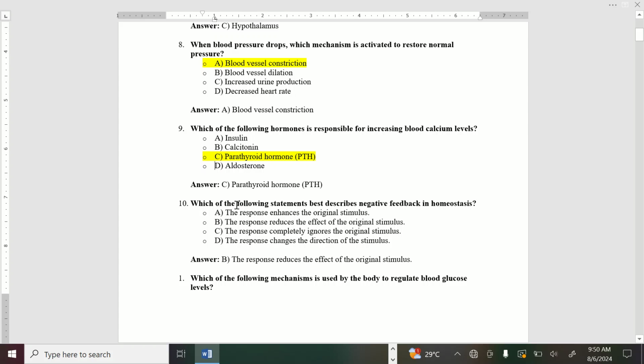The next MCQ is: which of the following statements best describes negative feedback in homeostasis? A. The response enhances the original stimulus. B. The response reduces the effect of the original stimulus. C. The response completely ignores the original stimulus. And D. The response changes the direction of the stimulus. So the correct option is the response reduces the effect of the original stimulus. So the correct option is B.